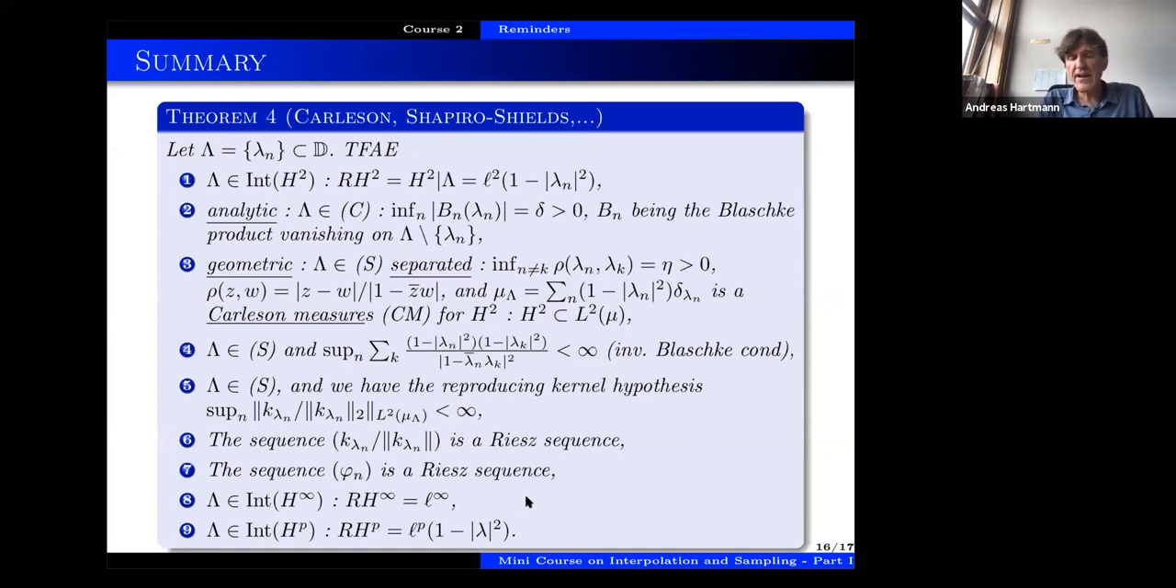There's a last slide. It's maybe just some remarks. So you have more or less all the elements to prove the interpolation in H2 and the connection with separation and Carleson measures. And there's a general statement for this by Hartmann and his co-authors.